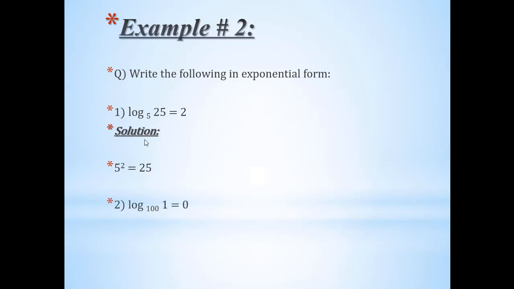Okay, like in this case the base is 100, the power is 0, and the value is 1. So if we convert it into the exponential form, it will be somehow like this: you have to place the power over the base, so it will become 100 to the power of 0, and the number will be shifted on the right hand side, is equal to 1. So this is the exponential form for this logarithm form.